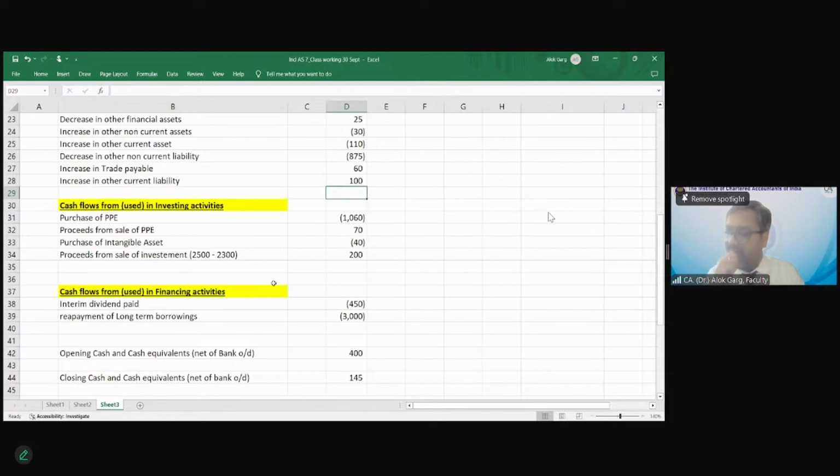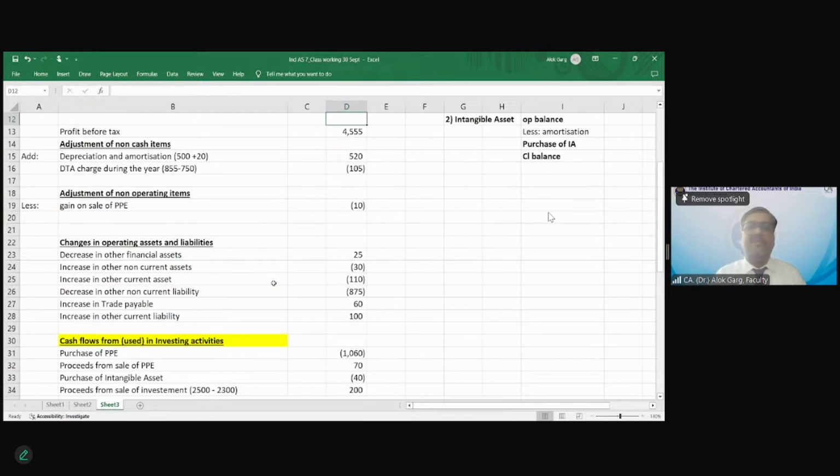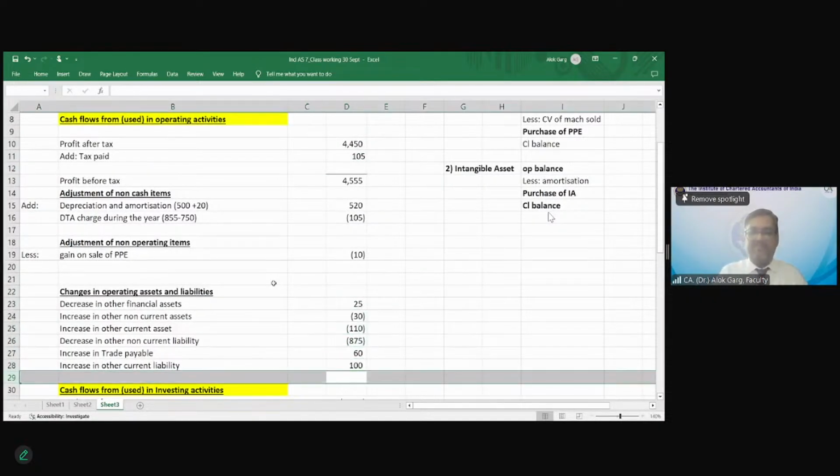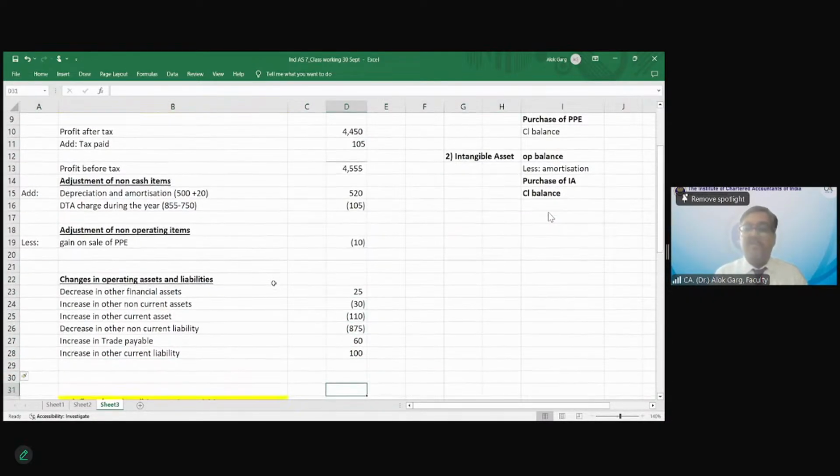Additional information, I have covered all the information. Now, how will I prove that my cash flow statement is correct? How will it be proved that this is right? Match with the balance sheet data. So my total change in cash and cash equivalent, the total of operating, investing and financing, has to match with the difference between the opening cash and cash equivalent and the closing cash and cash equivalent. Correct? Right?